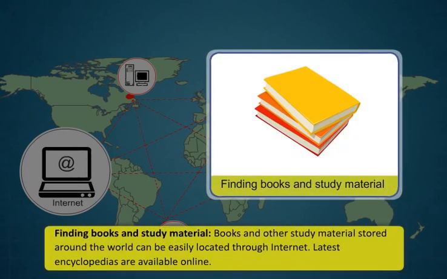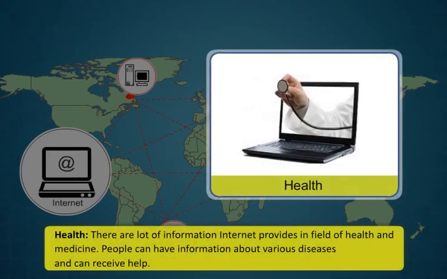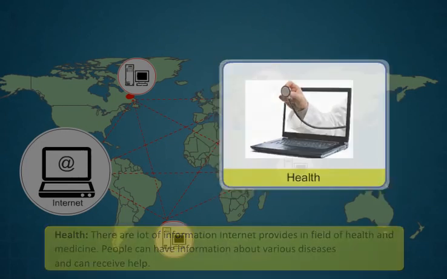Books and other study material stored around the world can be easily located through the internet. The latest encyclopedias are available online. There is a lot of information the internet provides in the field of health and medicine. People can get information about various diseases and can receive help.